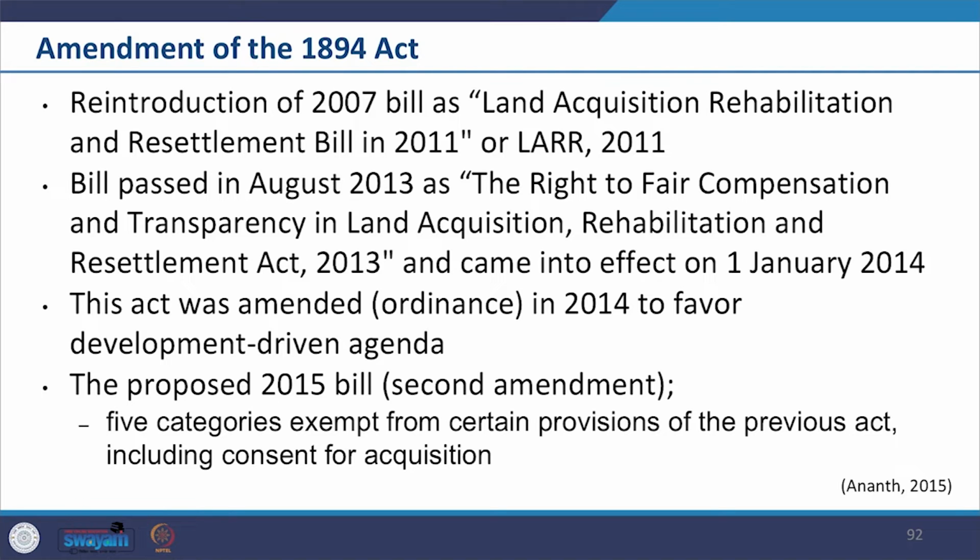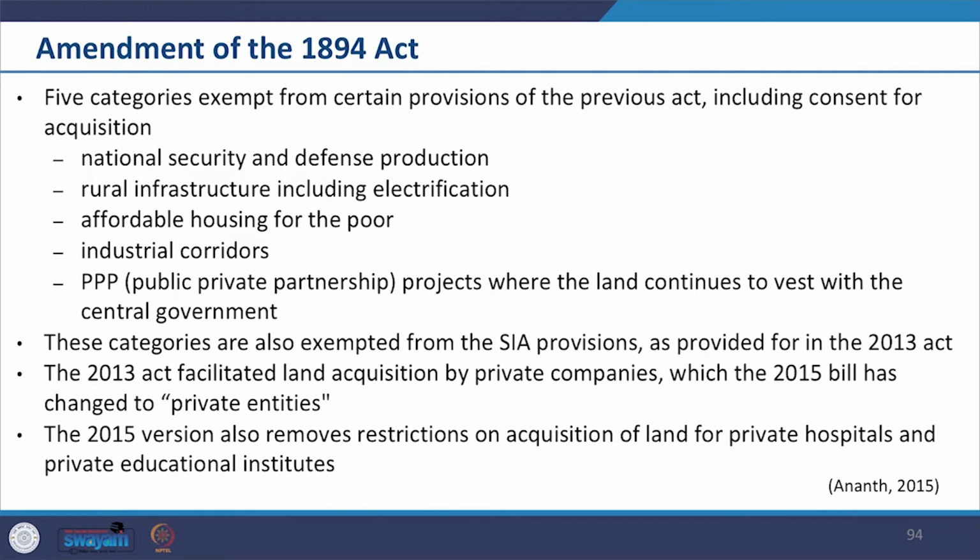As per Venkat's writing, later in May 2014, this Act was amended to favor a development-driven agenda. It was argued that the government found it difficult to execute its projects and programs, which seek to revive and boost domestic manufacturing. Under the proposed 2015 bill, there would be 5 categories exempted from certain provisions of the previous Act of 2013, including consent for acquisition.